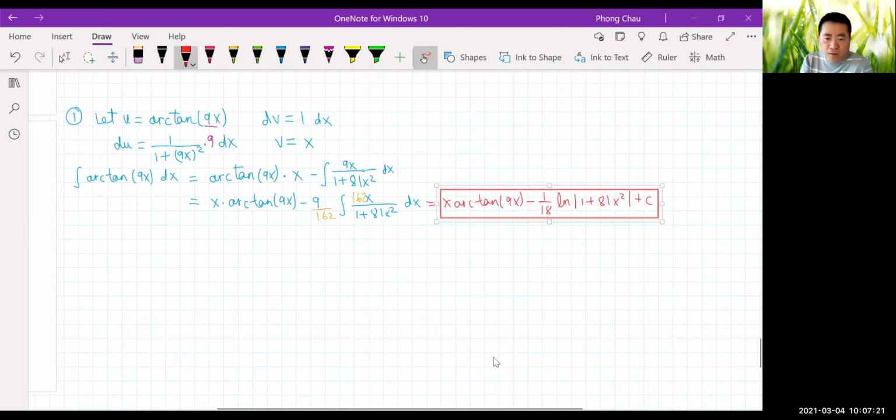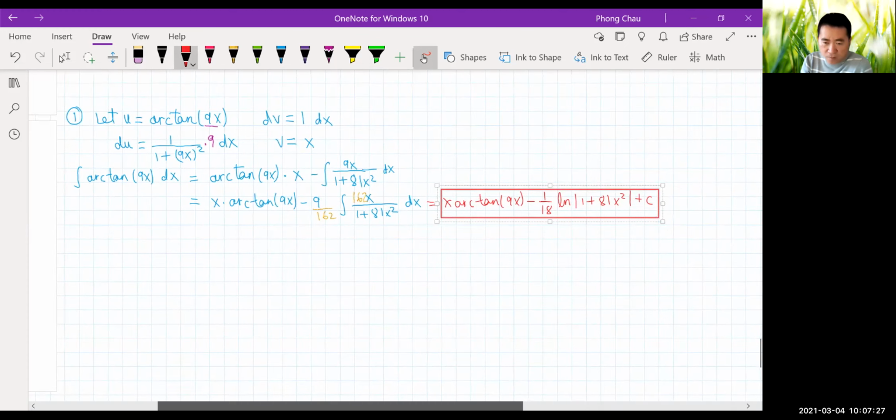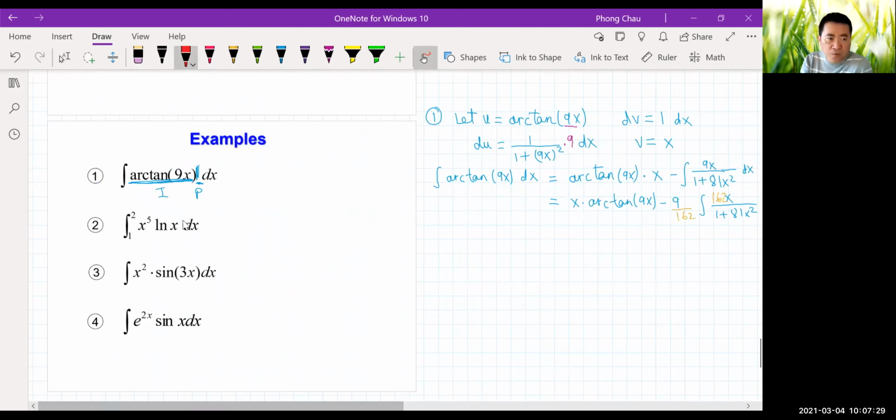All right. Now let's look at the next example. Number 2, the integral of x to the 5th times natural log of x. Now this time, a bit different. This is a definite integral.